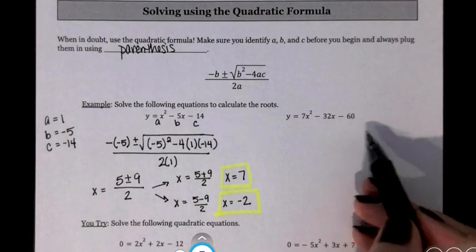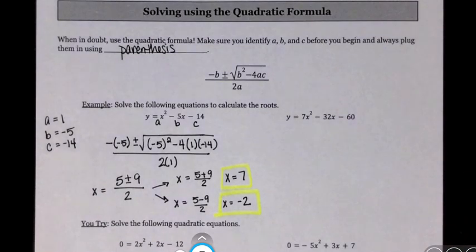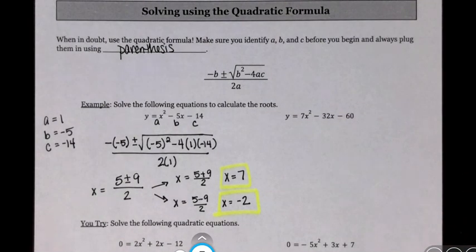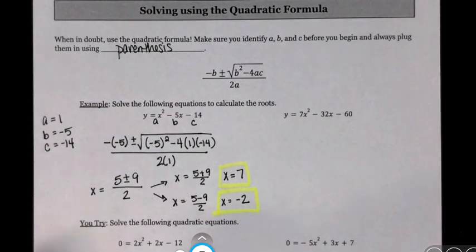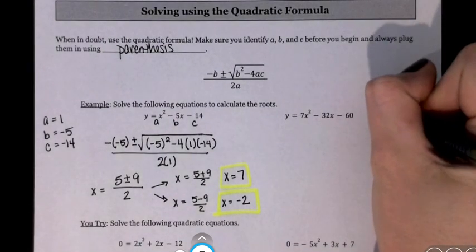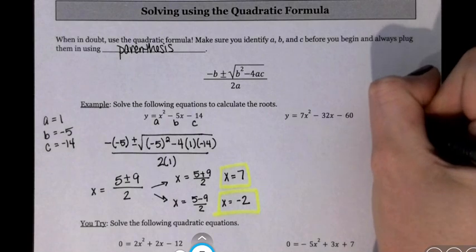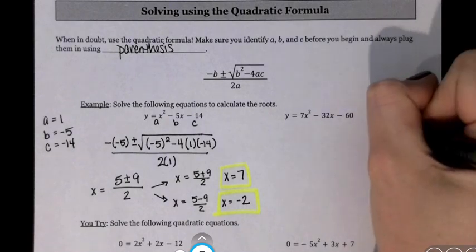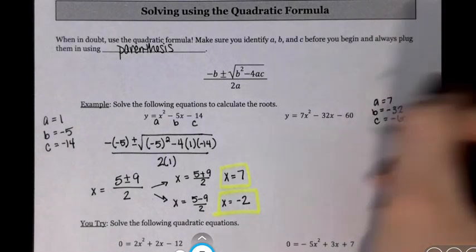For the one on the right, I'm just going to start the same way. So I'm just going to use the quadratic formula. I'm not going to look for a GCF. I just need to find A, B, and C. So I know my A is 7, my B is negative 32, and my C is negative 60.